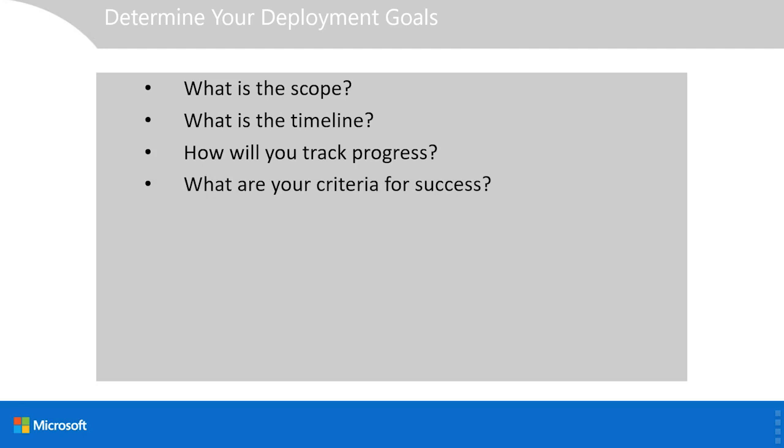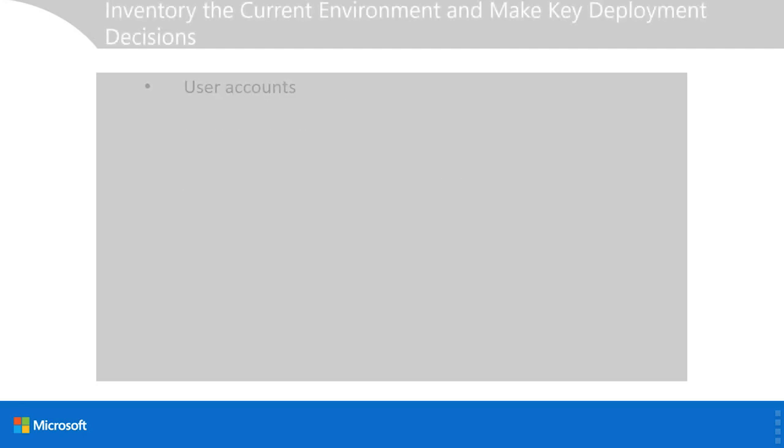And what are the criteria for success? What allows you to declare victory? Once you've identified your goals, the first thing you're going to need to do is inventory your current environment and decide how that's going to impact your deployment.